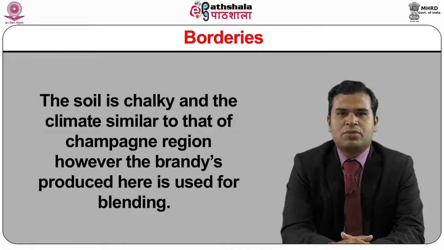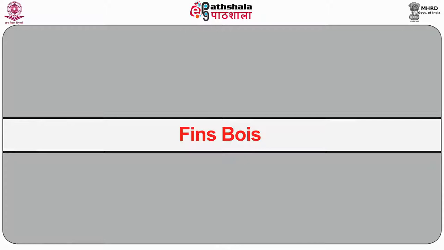The fourth region is Fins Bois. The area is located in southwest France. The soil is similar to surrounding cognac producing regions but has more gravel. Brandies produced here have a fruity and complex bouquet. They mature quite quickly and are mostly used as blends for producing other brandies. The next one is Bons Bois.